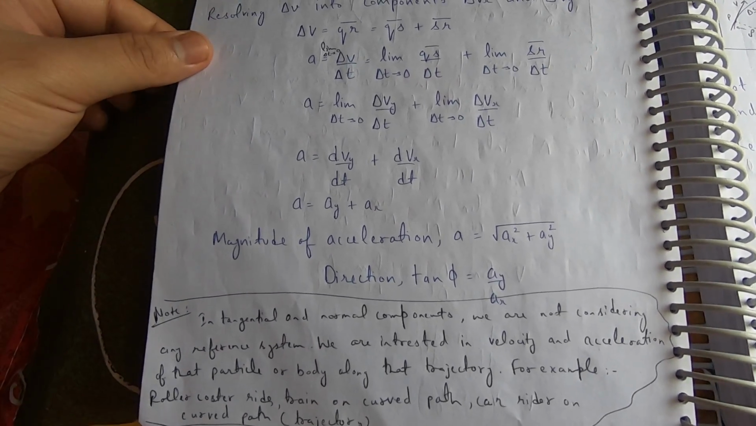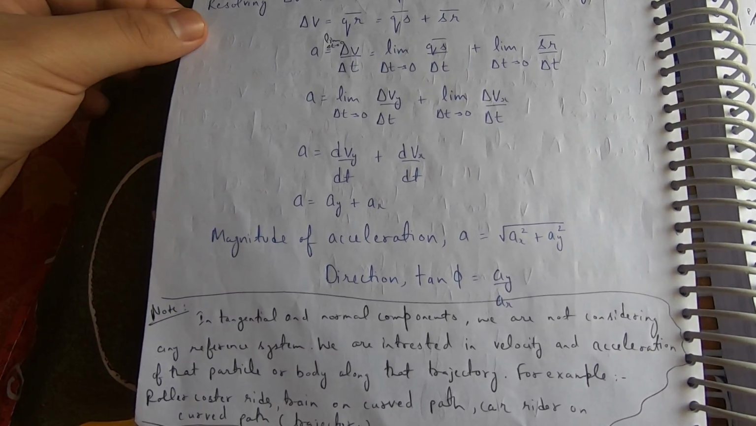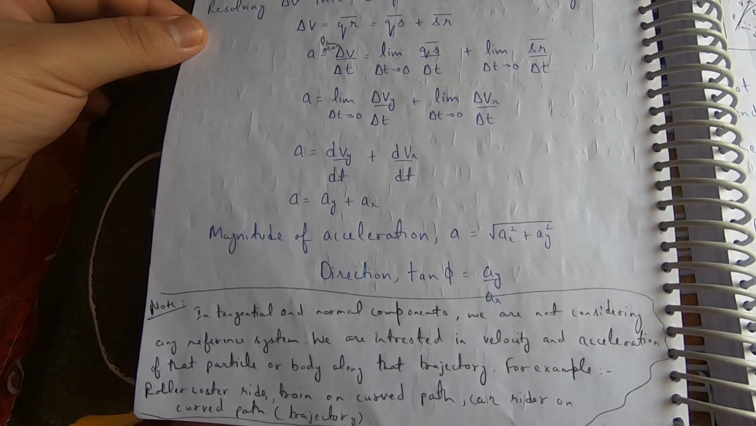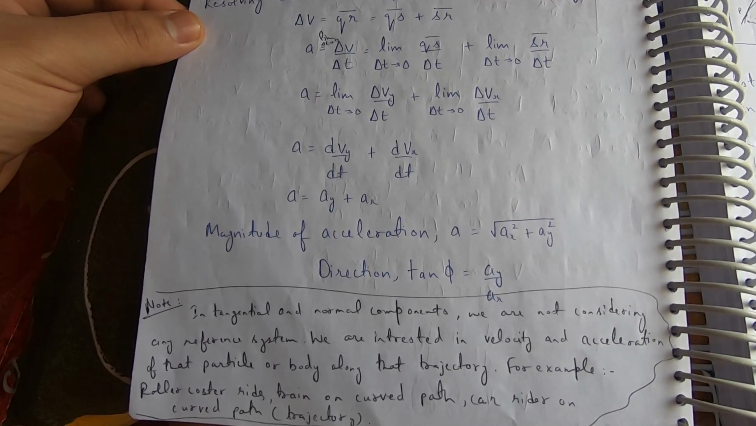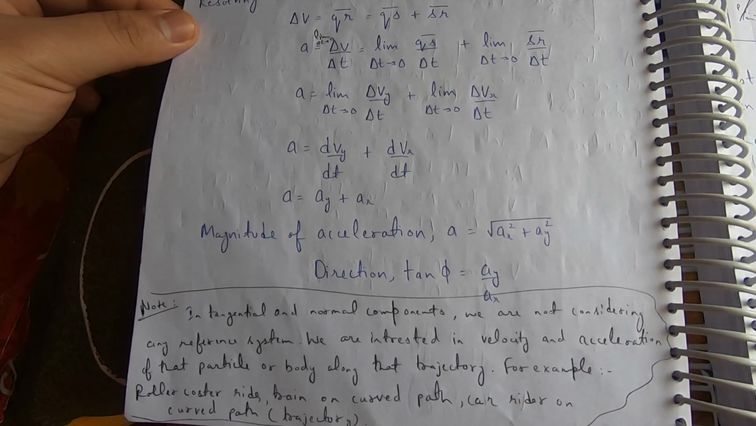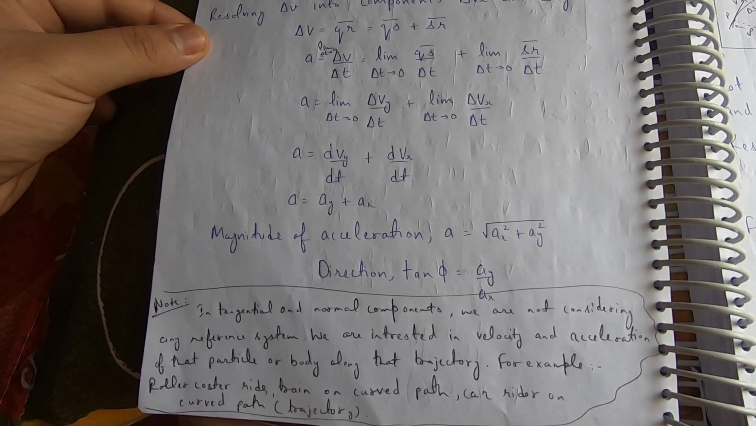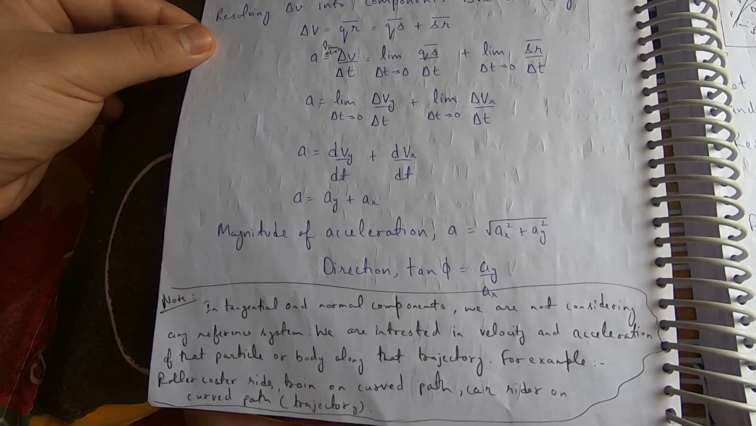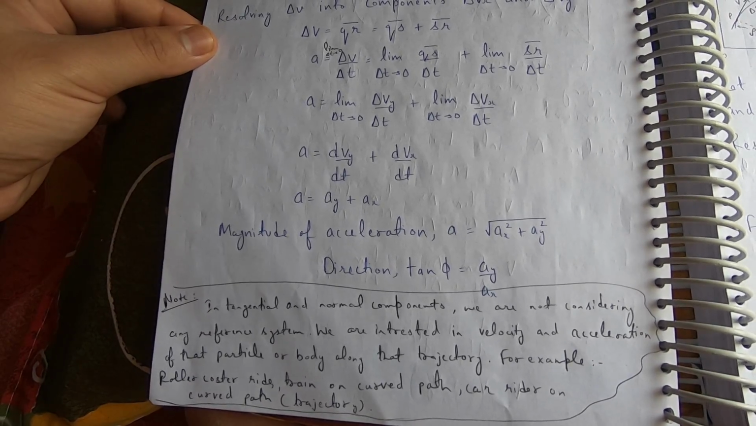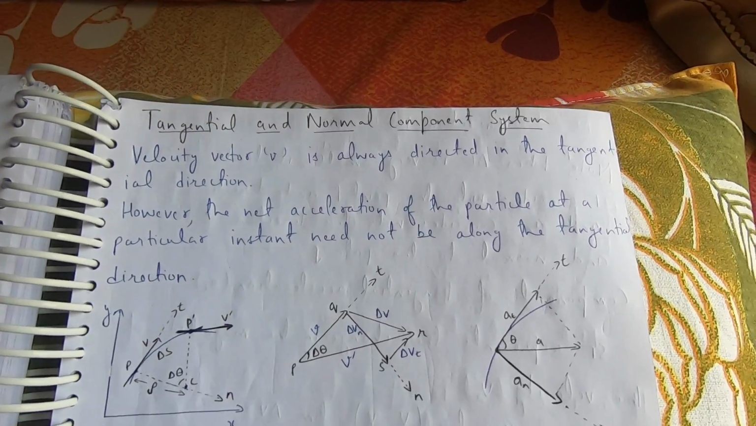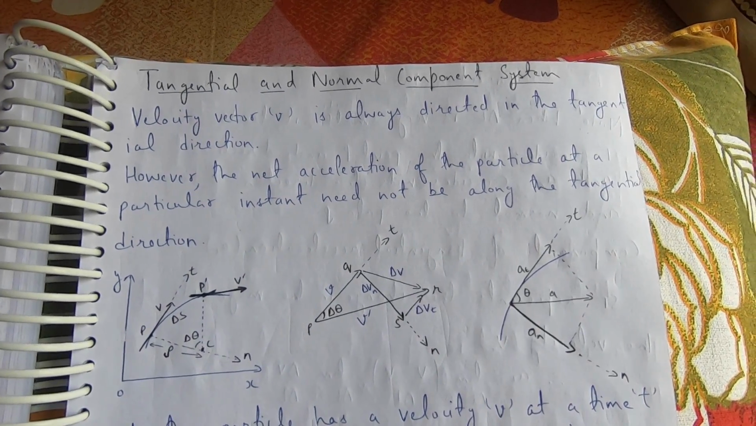Note: in tangential and normal components, we are not considering any reference system. We are interested in the velocity and acceleration of that particle or body along that trajectory. For example, a roller coaster ride, a train on a curved path, a car riding on a curved path trajectory. Tangential and normal component system.